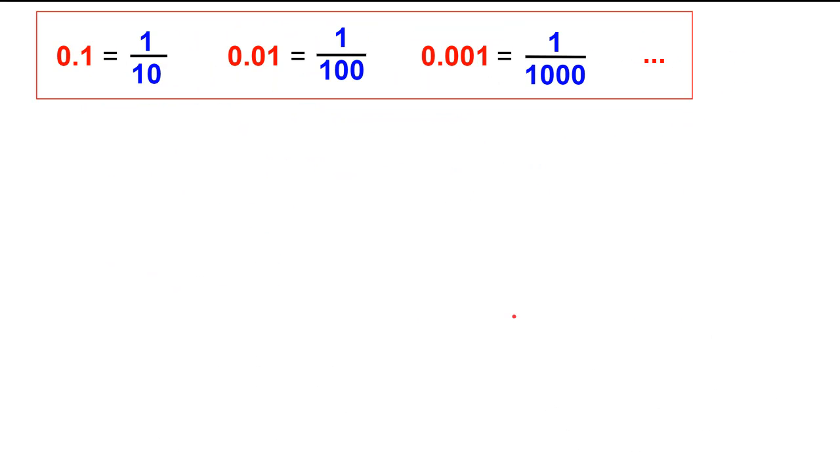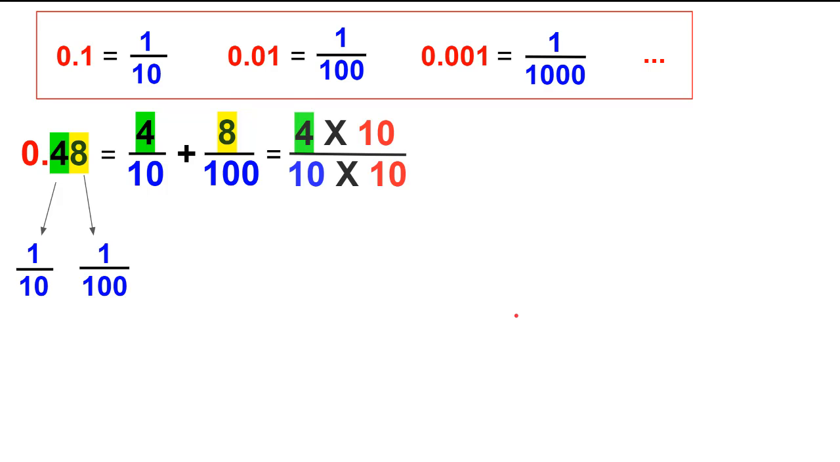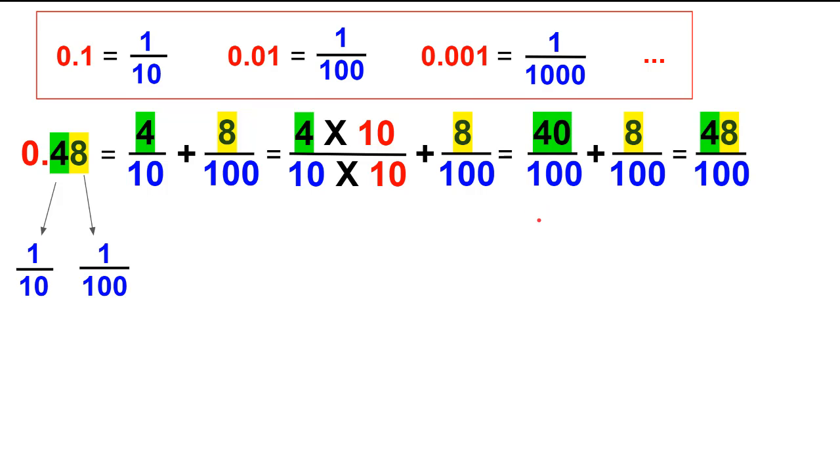Let's see another example. 0.48. You already know now that it's 4 over 10 plus 8 over 100. Again, we multiply it by 10 and divide it by 10 and add. That's for the first fraction, and the second one stays the same. And we get 40 over 100 plus 8 over 100, which is 48 over 100. Again, we can do it directly. 48 over, just place the 2 digits over 100.